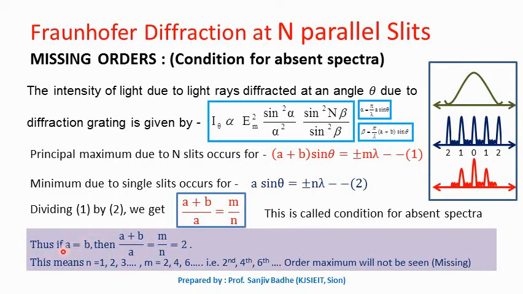As an example, if we put a equal to b, then (a plus a) upon a, so that will be 2. So m upon n is equal to 2. This means if we put n equal to 1, 2, 3 and so on, m will be equal to 2, 4, 6, and therefore the second order, fourth order, sixth order maximum will be missing, will not be seen in the diffraction pattern. So the condition for absent spectra is (a plus b) upon a equal to m upon n.